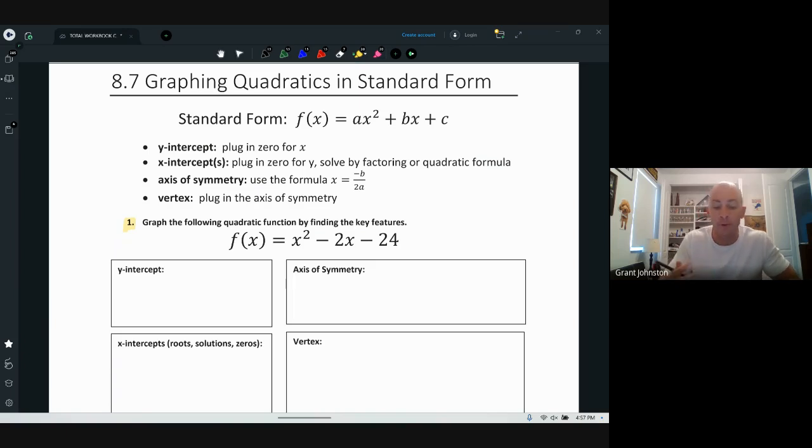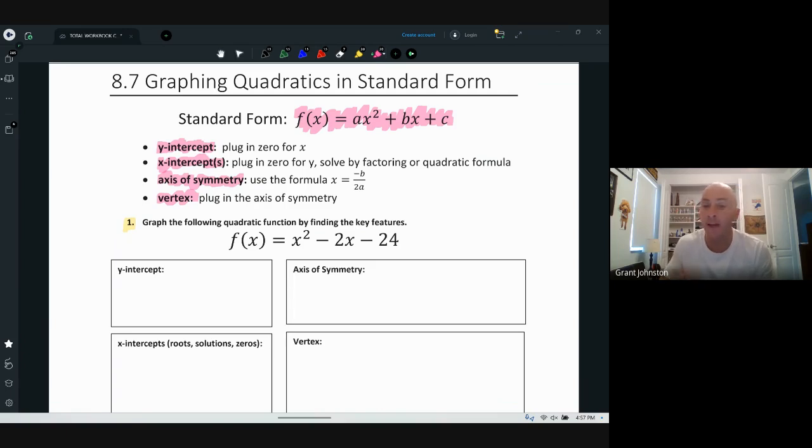We're going to be using the standard form of quadratic functions, written like this. I'm going to show you how to get all these key features without having to make a big table and plug and evaluate things in. There are different methods and formulas that allow you to get all this.